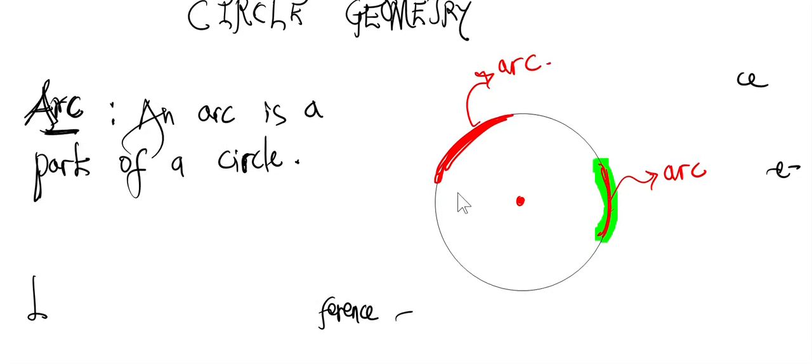Now let's explain more theorems. If you have a typical circle like this, and here we have the center of the circle. Now let's not forget that we said this is a chord.